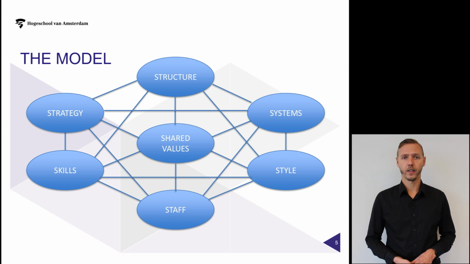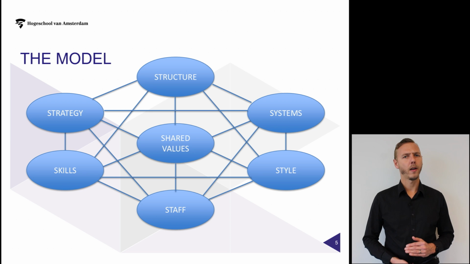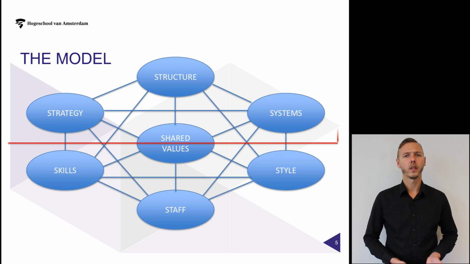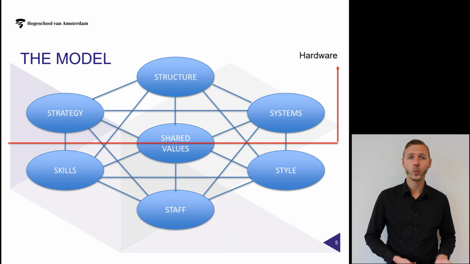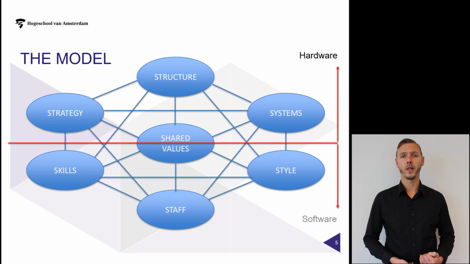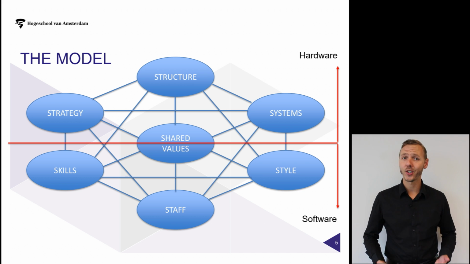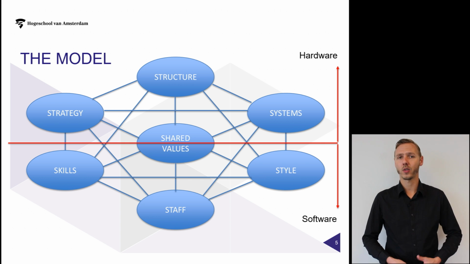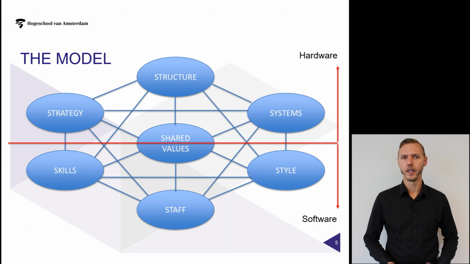The model looks like this. We have obviously 7 S's in this model, and good to know is that we have a line in the middle, and the top part is often called hardware, and the lower part is called software. Why do we call it hardware and software? Because software is something that you can change a little bit more easily than hardware. Hardware is more fixed. For instance, systems are kind of fixed. Your structure is kind of fixed, whilst the skills or the management style of managers can be changed more easily. This is why we make the difference between hardware and software.